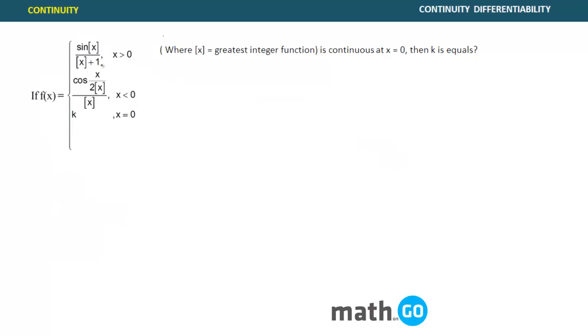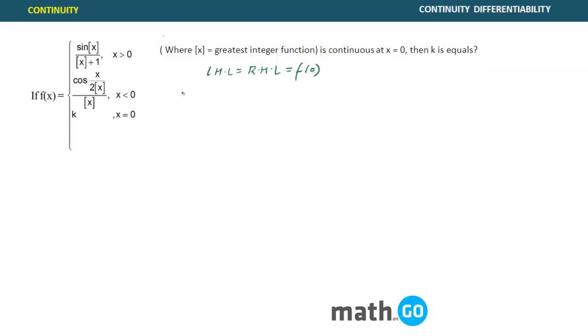Now let's take another problem to understand the concept of continuity. Now f x is again split into 3, and it is given that it is continuous at x equal to 0, you need to find the value of k. So if it is continuous at x equal to 0, what we can say is that LHL should be equal to RHL should be equal to the value of the function at 0, right? This is what we can say here.